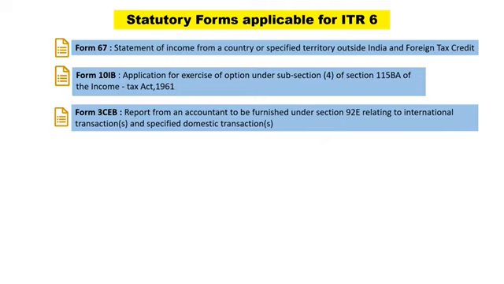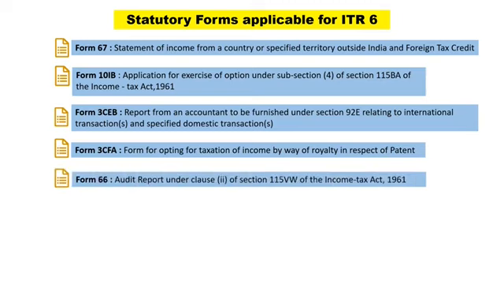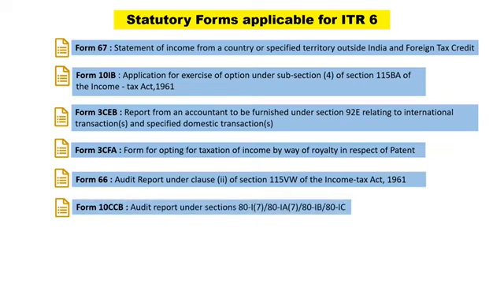international transactions and specified domestic transactions. Form 3CFA, which is form for opting for taxation of income by way of royalty in respect of patent. Form 66, which is audit report under Clause 2 of Section 115VW of the Income Tax Act. Form 10CCB, which is audit report under Section 80I subsection 7, 80IA subsection 7, 80IB or 80IC.